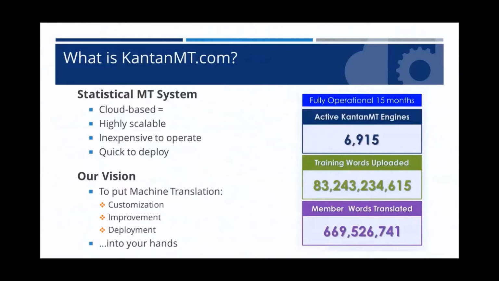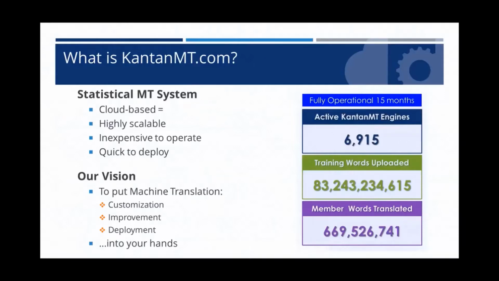In the last 12 months, 83 billion words have been uploaded to our servers by our clients, by the members of our platform, and they have used those words to build their own engines and deploy their own engines worldwide. And that number is accelerating on a monthly basis. In fact, in this month alone, 3 billion words were added as training data by our members. And in the last 9 months, we have translated 669 million words on behalf of our clients worldwide.